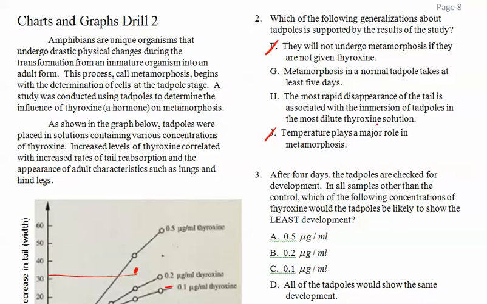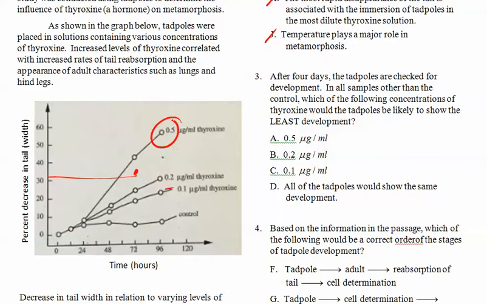I really don't know. The most rapid disappearance of the tail is associated with the immersion in the most dilute. No. The most rapid disappearance is the one that's least dilute.